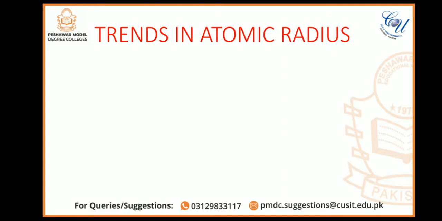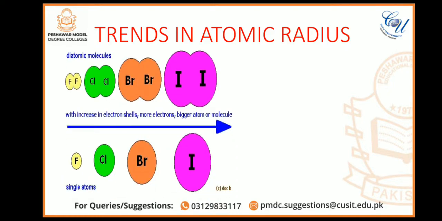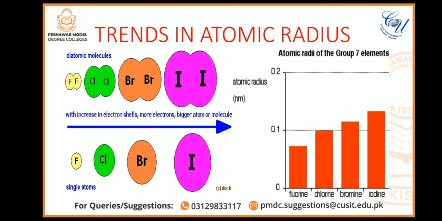Now we will discuss the physical properties of halogens. The first one is the trend in atomic radius. Here you can see that in the monoatomic as well as diatomic form, the atomic radius of halogens increases from top to bottom in the periodic table. From fluorine to iodine, there is a steady increase in the atomic radius. This is because of the increase in the number of shells down the group.